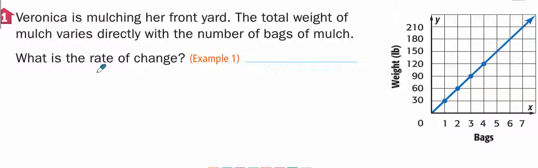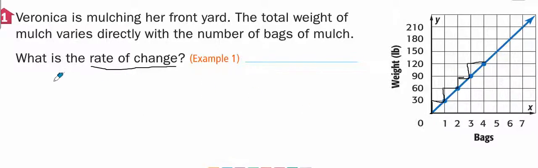So when we say rate of change, it's the same thing as asking what the slope is. So we can come over here and we'll start at 0, 0, and we go up 30 over 1, up 30 over 1, up 30 over 1. And so we have a constant rate of going up 30 and over 1.